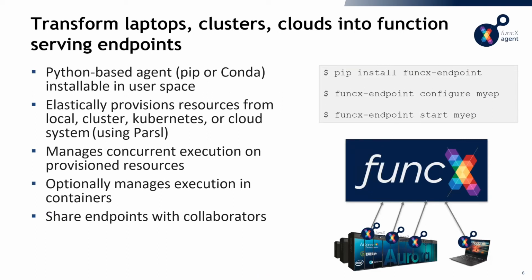So the endpoint component, as I said, is really designed to transform a computing system into a function execution system. On the right there, you see the instructions for how you set that thing up. It's entirely Python. You pip install it, you configure it, you start it, and you stop it. The agent's designed to elastically provision resources. So we're really trying to map the cloud model of functions as a service, where you're able to elastically scale your resources based on what workload you have waiting. And we use Parcel for all of this under the covers. That's how we speak to the different systems. That's how we elastically scale our resources, etc.